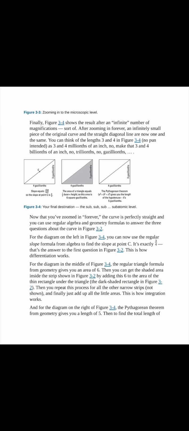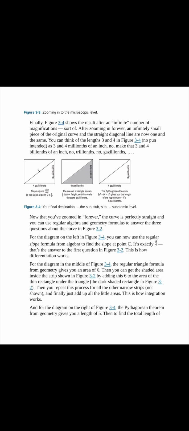The first row of figure 3-3 shows a magnified detail from the 3 diagrams of the curve in figure 3-2. The second row shows further magnification, and the third row yet another magnification. For each little window that gets blown up, like from the first to the second row of figure 3-3, I've drawn in a new dotted diagonal line to help you see how, with each magnification, the blown-up pieces of the curves get straighter and straighter. This process is continued indefinitely. Figure 3-3, zooming in to the microscopic level. Finally, figure 3-4 shows the result after an infinite number of magnifications, sort of.